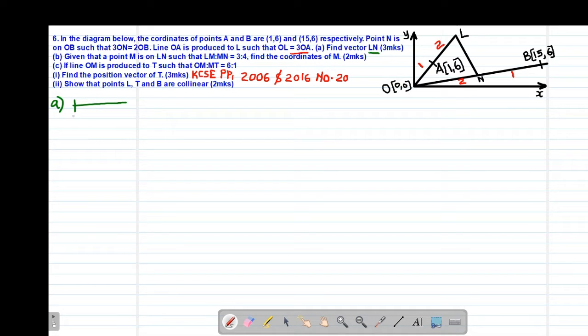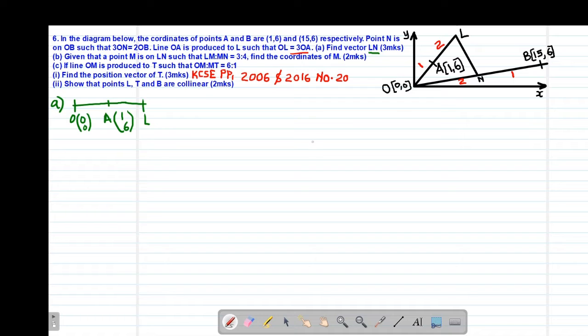So we need this particular line. We have the O here, which has the coordinates of (0, 0). Then the other one is point A, which is in between, and has the coordinates of (1, 6). Then of course, lastly we have point L, whose coordinates are not known.